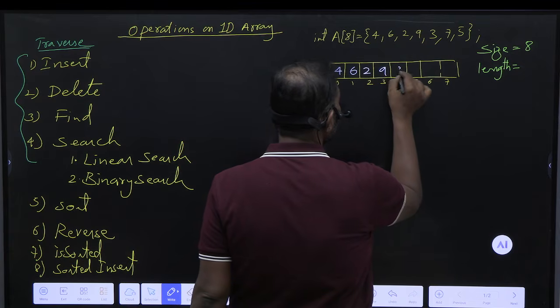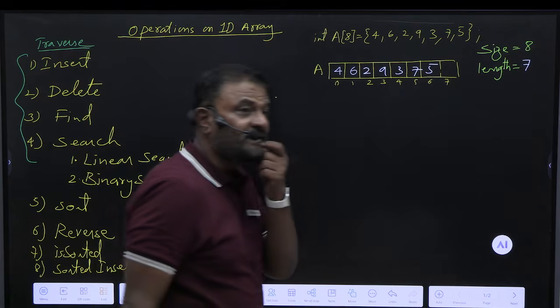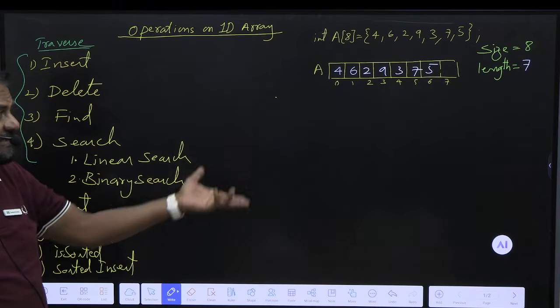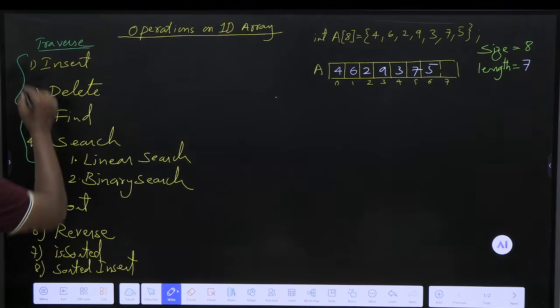Two, 9, 3, 7, 5. And we have the length of the list as 7. The length of an array, or the size of the array, is 8, and the length of the list is 7. We have just 7 elements. We have finished the insert operation.